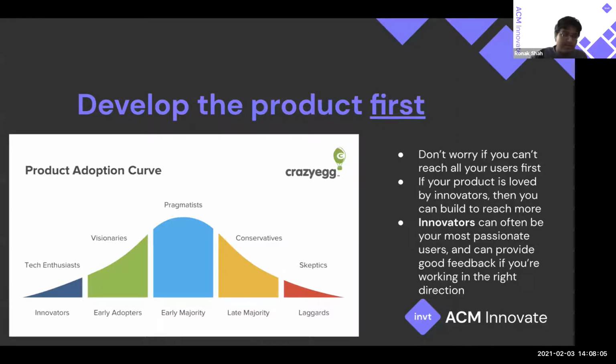The key thing to focus on is that the earliest users are all you really want to care about initially. Because if you try to go for the middle, the big chunk of users, you're not going to get anyone on it because you don't know what you are building yet. You don't know what your product is. And so you want to focus on the innovators, who can be some of your most passionate users, and they'll give you a good direction of where you want to go with your product.